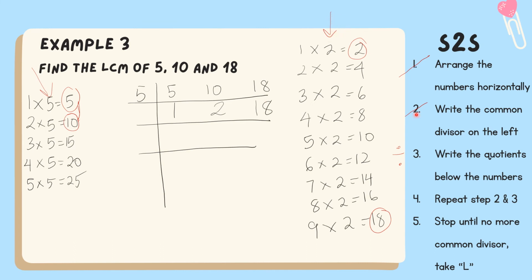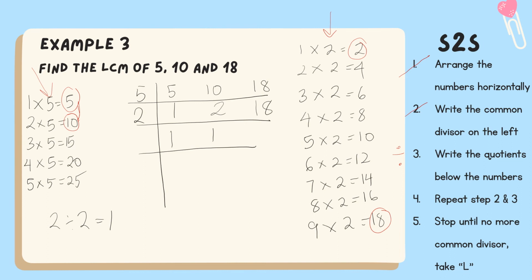So we're going to repeat step 2 again. Write the common divisor on the left. So that's your common divisor. Then step 3 is where you start dividing. Write the quotient below the number. Now, 1 divided by 2, you can't really divide it, so you can just bring it down. So 2 divided by 2 is 1.